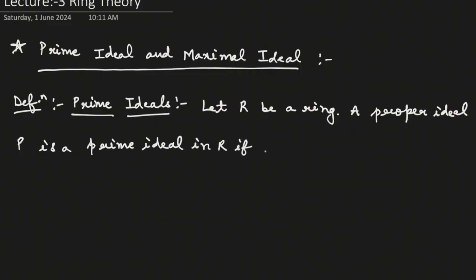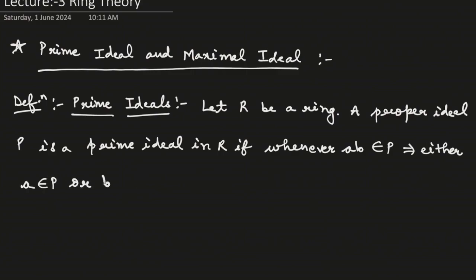if whenever AB belongs to P implies either A belongs to P or B belongs to P. So R is a ring. A proper ideal P is called a prime ideal in ring R if whenever AB belongs to P, either A belongs to P or B belongs to P. Now some examples.